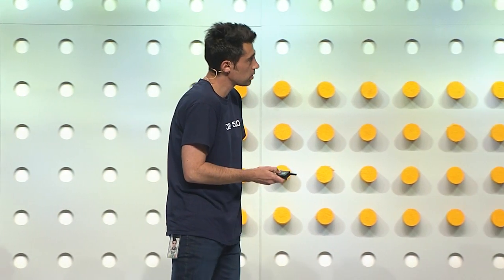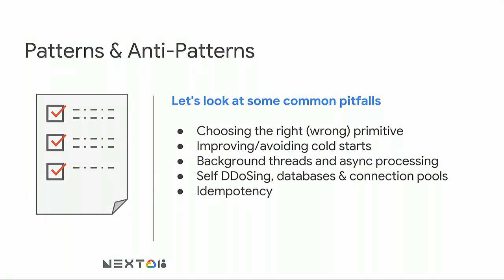What can we do to improve our cold start time? What are the best practices there? What do we do with background threads?